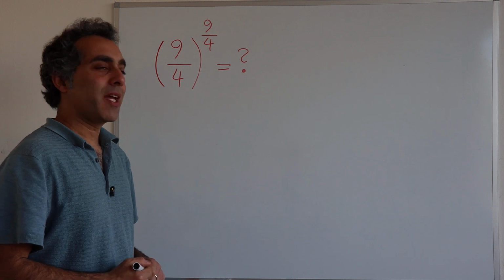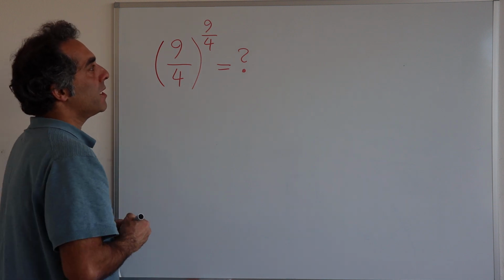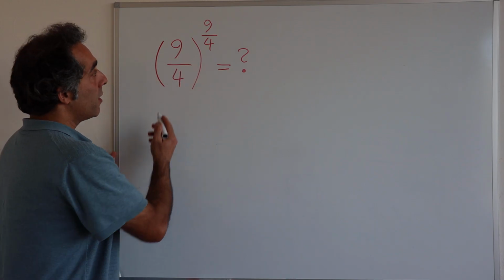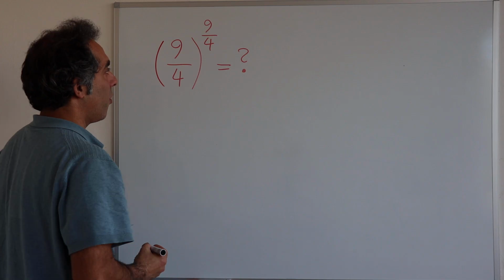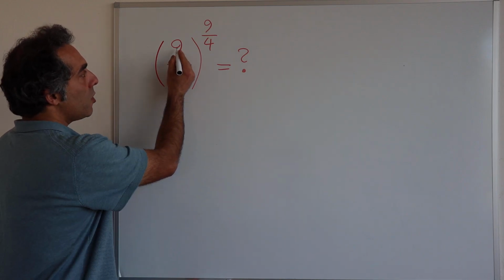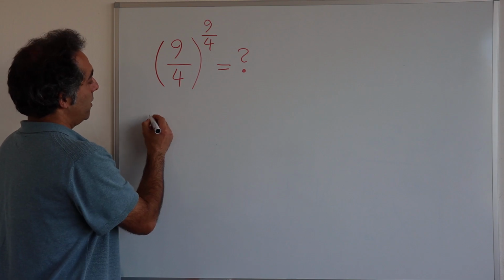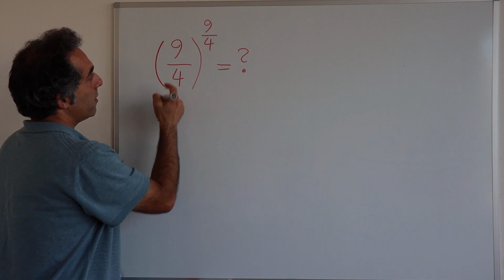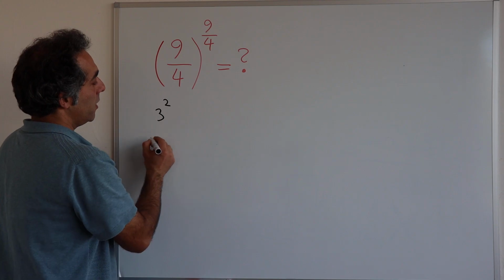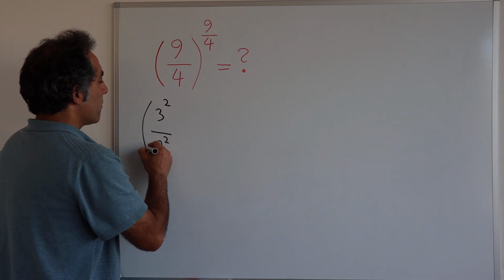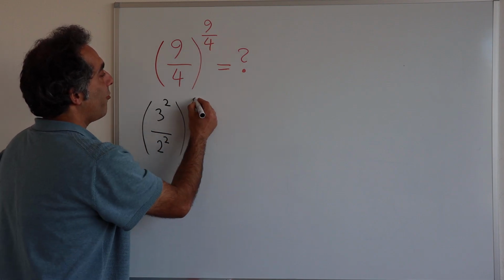Hello my friends, today I want to simplify this expression: (9/4)^(9/4). You know 9 and 4 are the squares of 3 and 2, so I can write 9 as 3 squared and 4 as 2 squared, to the power of 9 over 4.